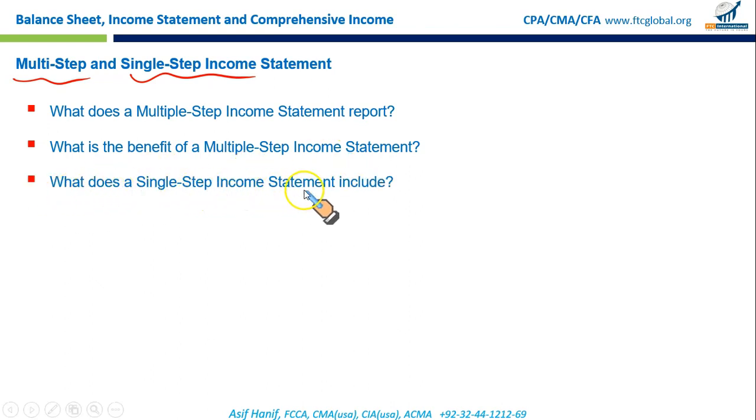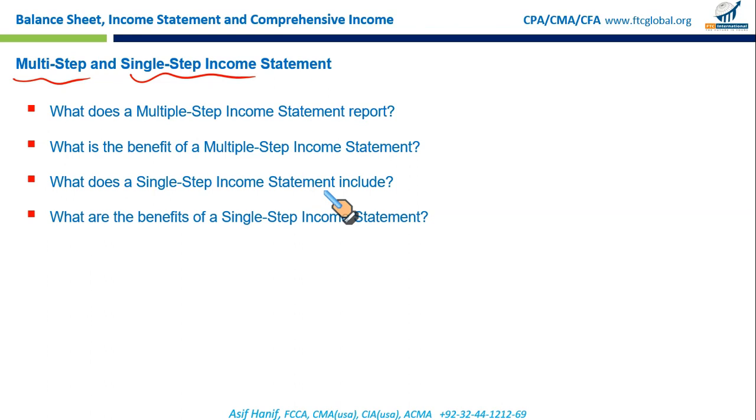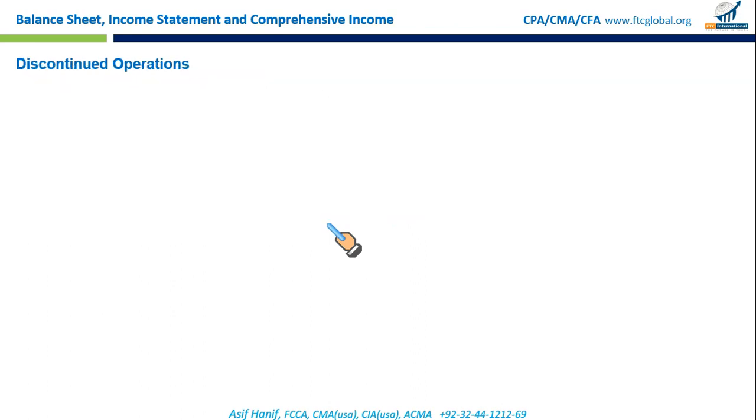What does a single step income statement include? Well, it combines all revenues in one place and expenses on the other, including income taxes, of course, and it does it in a single calculation. So what are the benefits of single step income statement? I would say only simplicity. It just offers a simple design and treats all types of revenues and expenses equally important. So that is just the only benefit of single step.